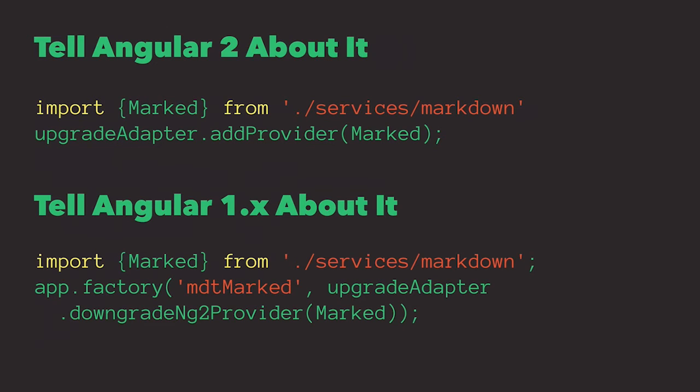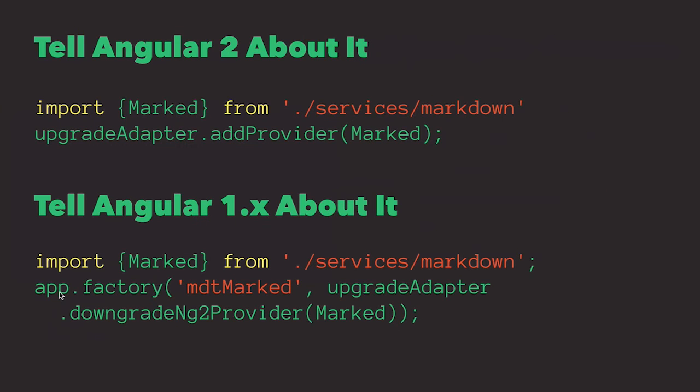And typically with an Angular 2 service, we would do this by tapping into the Bootstrap injector, but we don't have one of those in a hybrid application. So instead, we call in the upgrade adapter singleton, and we call its addProvider method, and then we provide the class. And then lastly, we have to tell Angular 1.x about it so that we can use this service in Angular 1.x. And that's as simple as calling a factory method on an Angular 1.x app object. So this would be angular.module.